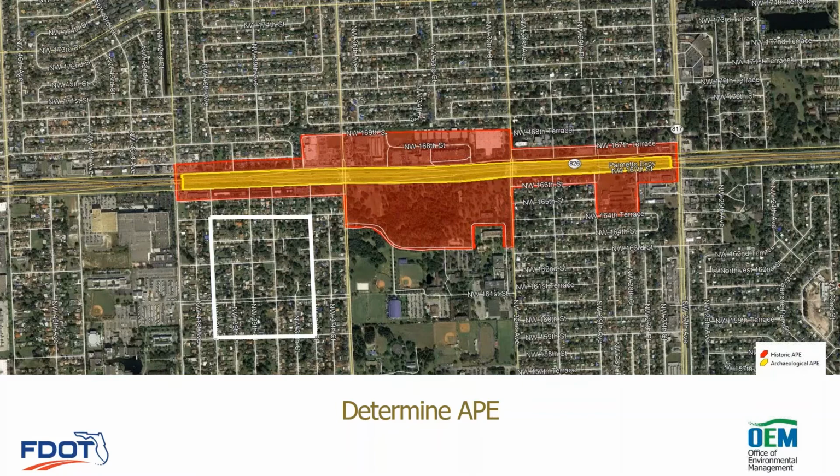The APE should be defined in consultation with SHPO or DHR, and I do strongly recommend doing this for complex projects or projects with a lot of different alternatives, because if DHR sees some of our consultation documents in later project phases and they decide that the APE is not sufficient, then it's going to take a lot of time and money to go back and do additional field survey to address that problem.